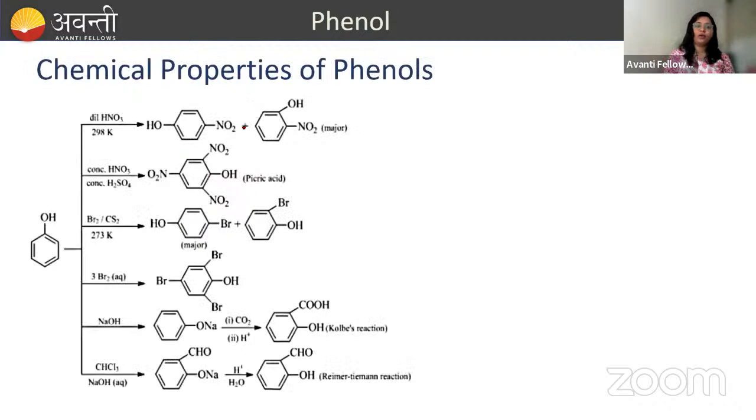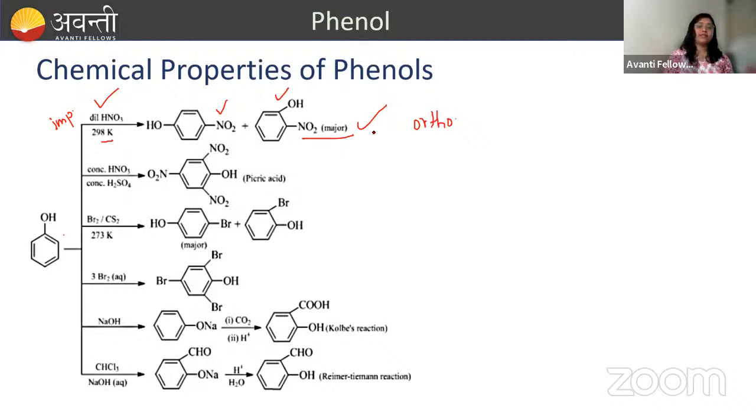Next, chemical properties of phenol. So how you are going to see which reactions are given by the phenol. So there are total 1, 2, 3, 4, 5, 6 reactions, which are very, very important from the point of view of our exam. So phenol when reacts with dilute HNO3 at around certain temperature, we get what? Para and ortho product. But out of this para and ortho, major is what? Ortho product. Ortho is major as compared to para.